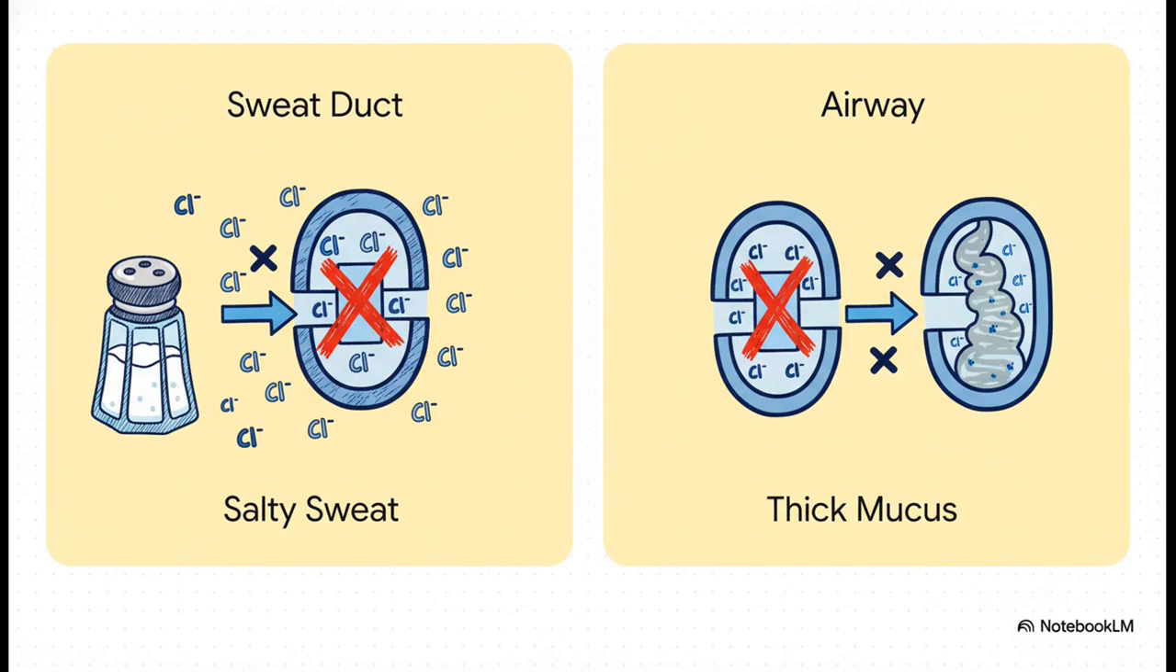Okay, pay attention because this is a favorite exam question. It's a bit of a paradox. The CFTR channel does opposite things in different parts of the body. In the sweat ducts, its job is to pull chloride out of the sweat and back into the body. When it's broken, chloride is trapped in the sweat, making it super salty. Got it? Now, in the airways, its job is to push chloride out of the cell. When it's broken, it can't, so water gets sucked back in and the mucus becomes thick and dehydrated. 2 different places, 2 different problems, 1 faulty channel.